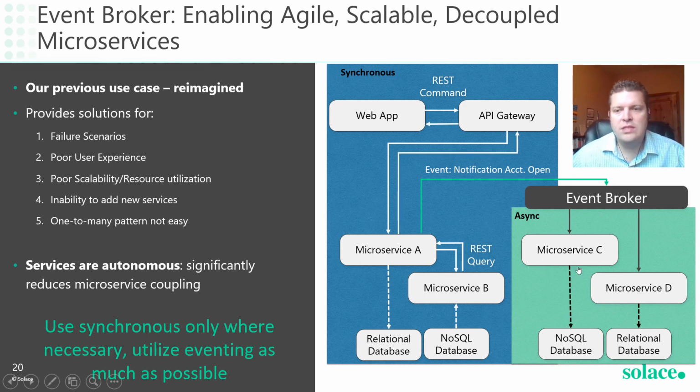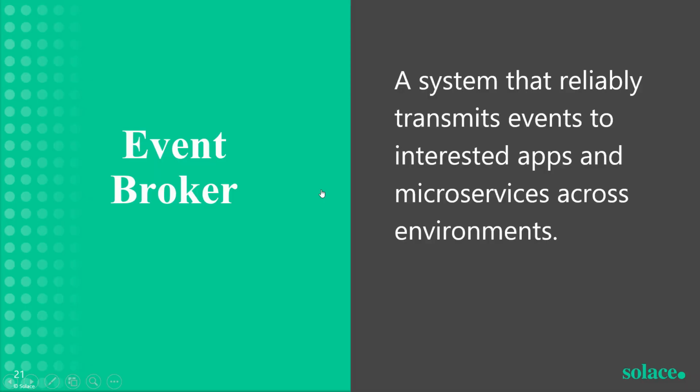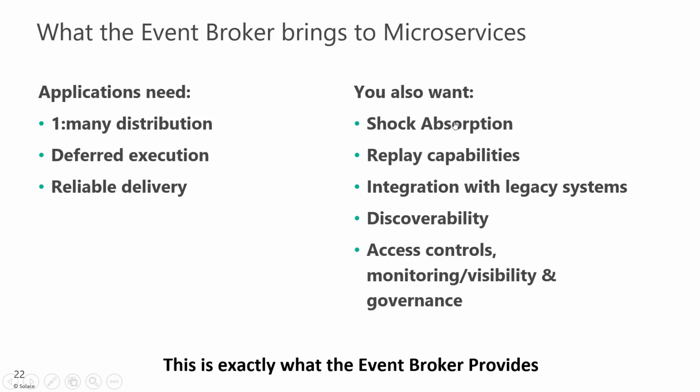We'll talk about what an event broker is in a second. But what you're then able to do is have these other microservices, in this case microservice C and microservice D, act upon that event however they need to, all asynchronously, all out of band from this synchronous communication. Right after we sent that notification of account open, we sent the response back. So the user using this web application is no longer being blocked waiting for C and D to happen. That's happening asynchronously. An event broker is a system that reliably transmits events to interested apps and microservices across environments. That's the definition of an event broker.